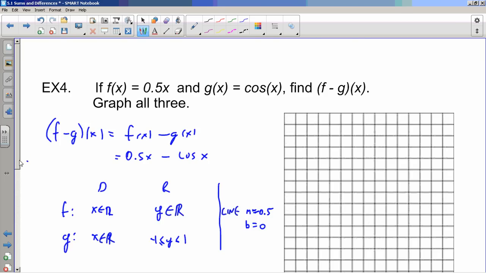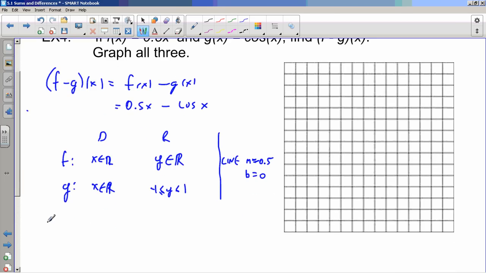Let's think for a second about the combination before we actually go ahead and graph it. What's the domain? Well, we said earlier, to be in the domain of the combination, you have to be in the domain of the individual pieces. You have to be in the domain of this and this. Well, these are all real numbers. These are all real numbers. What do you think the domain of the difference function is going to be? It's going to be all real numbers.